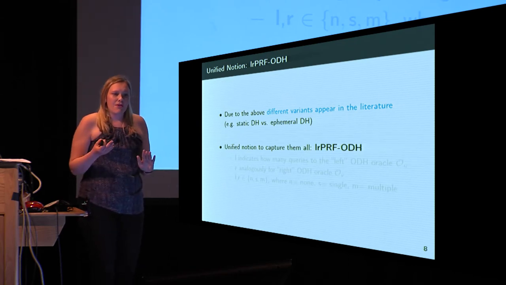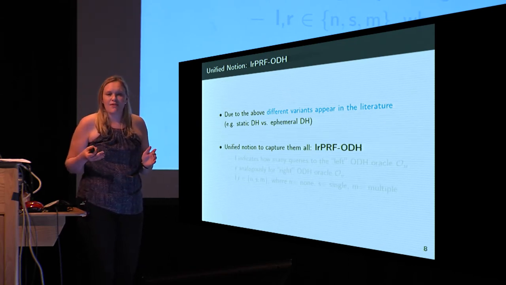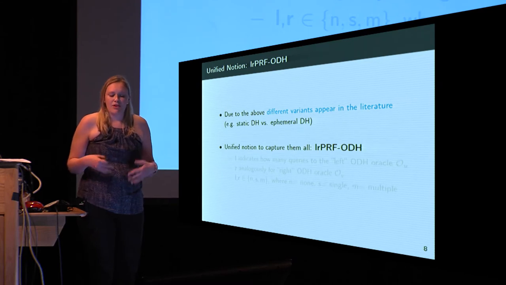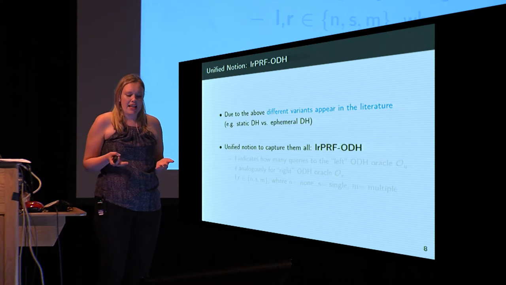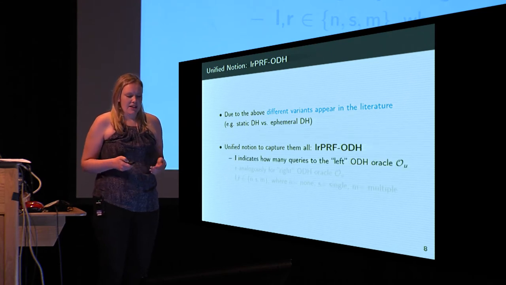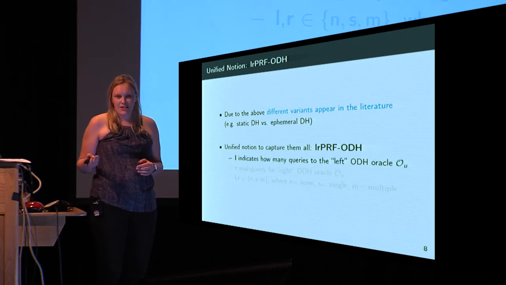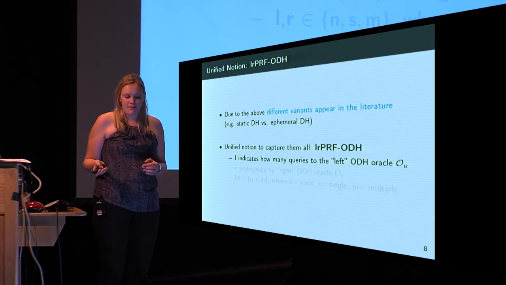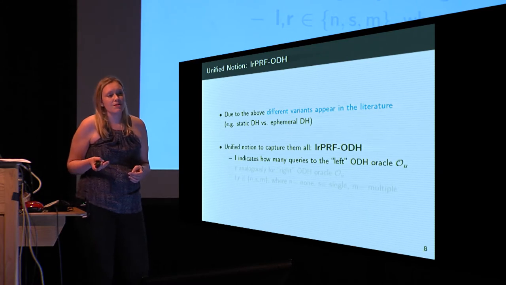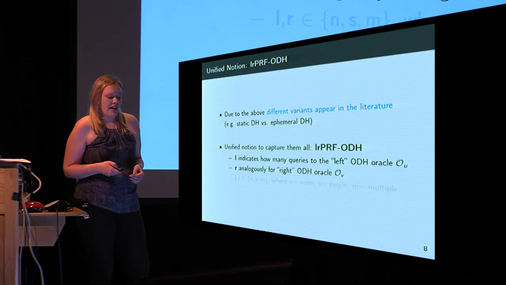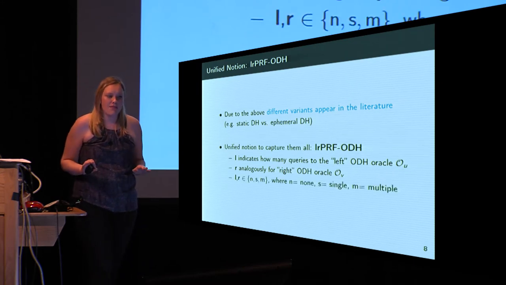And we thought, okay, we kind of want to give a unified definition to capture all these notions. And this notion, we termed it LRPRF-ODH, where the L indicates how many queries can be made to the left oracle, which was in our case the OU oracle, and the R indicates how many queries can be made to the right oracle, which was the OV oracle.